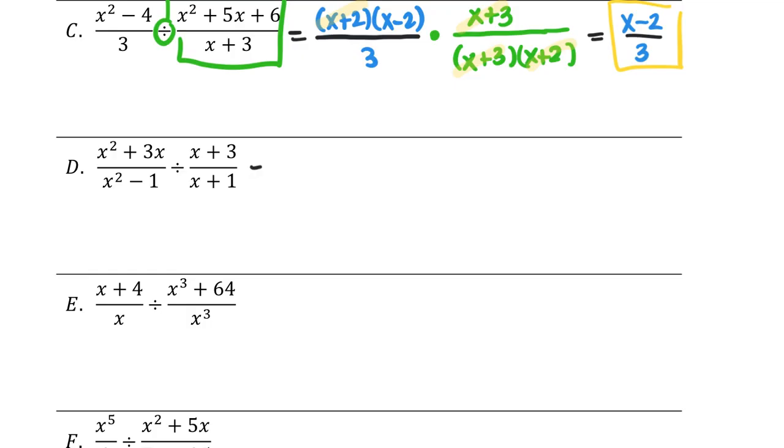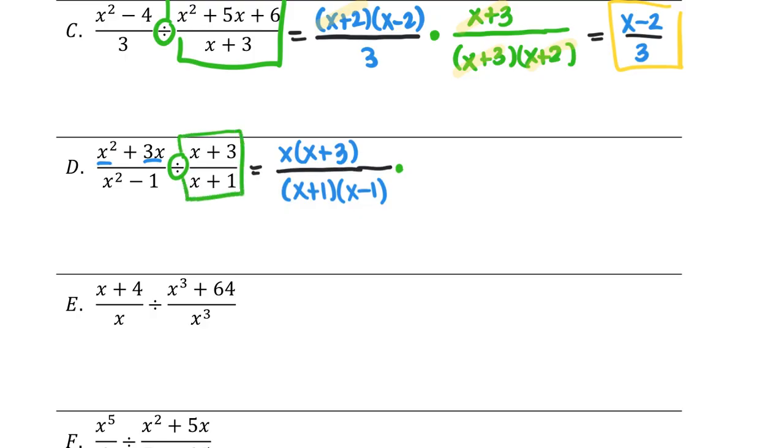Okay, let's look at D. First fraction. I have x squared and 3x, so I'm going to take out the x. X times x, x times 3. In the denominator, I have x squared minus 1. There's no common factor, but I know that this is x plus 1 times x minus 1. Since this is division, I will change it to multiplication, but then I do need to do the reciprocal. So now the x plus 1 is at the top, and the x plus 3 is at the bottom. Once it's a multiplication problem, we will see if there are any factors that cancel. I have these x plus 1s. So I am left with x over x minus 1.